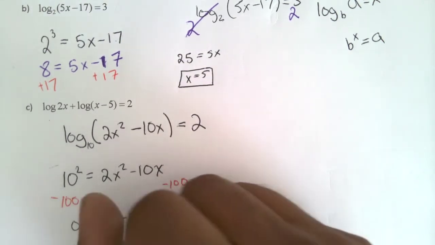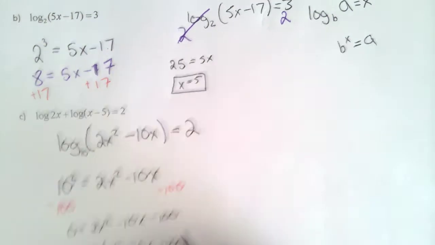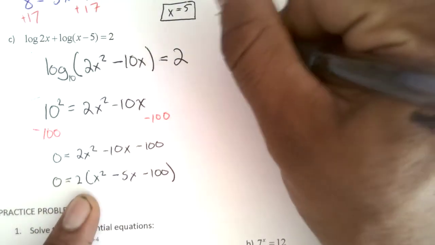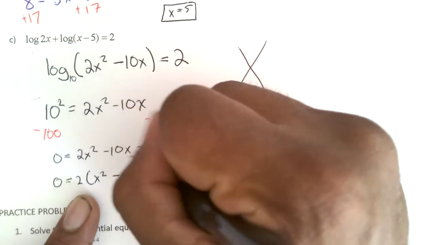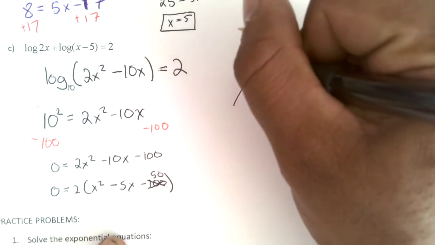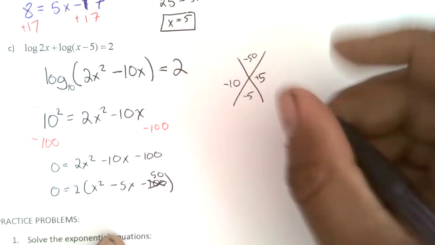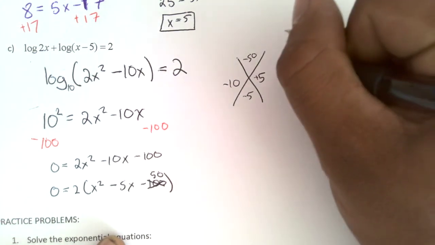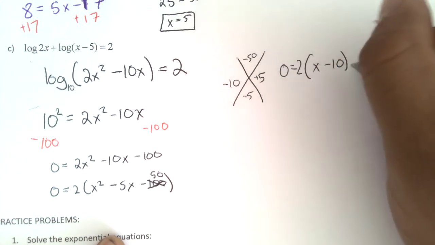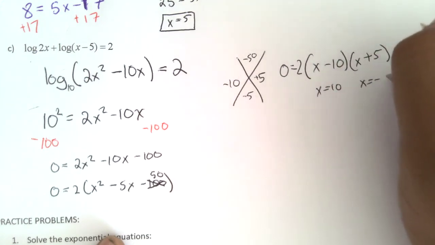So the math I'm doing right now is factoring. I factored out a 2, and this is a simple factor, meaning coefficient of 1. Oops, I forgot to factor out the 2 from every term, right? So negative 50, negative 5, that becomes negative 10 and positive 5. So my factorization is 0 equals 2 times x minus 10 and x plus 5. My two solutions are x equals 10 and x equals negative 5.